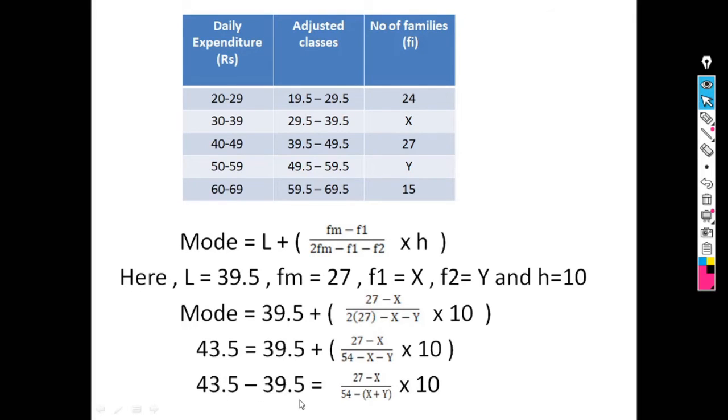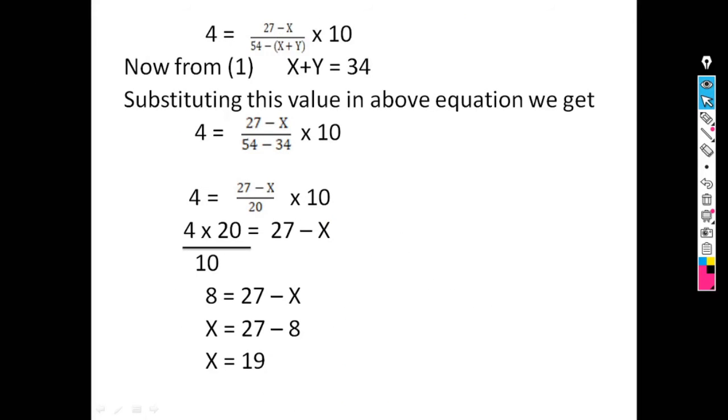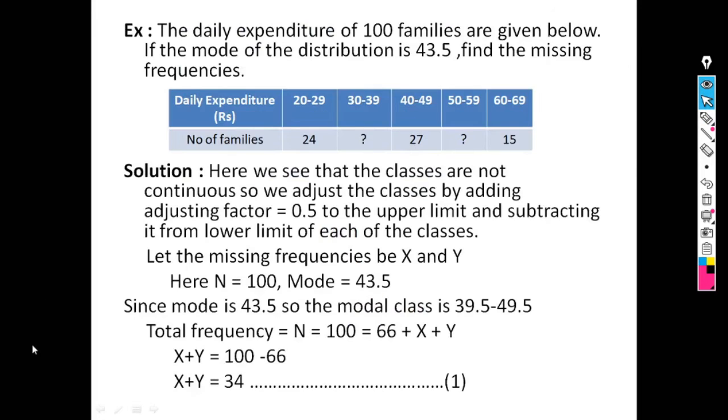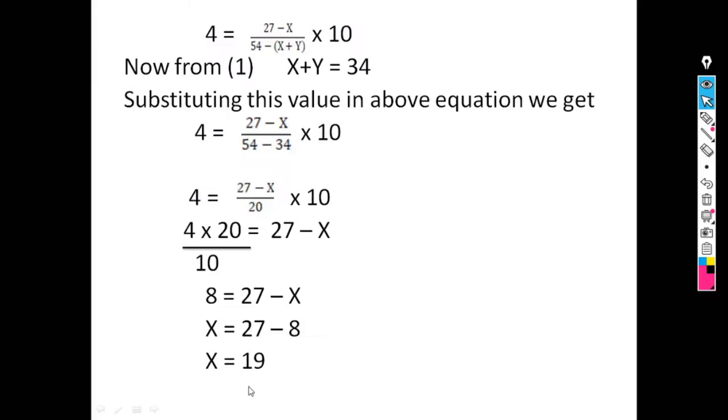Then 43.5 minus 39.5 is equal to 4, and the RHS is as it is, that is 27 minus x divided by 54 minus (x plus y) into 10. Now we know from our equation number 1 that x plus y is equal to 34. Just substitute the value of x plus y here. So 4 is equal to 27 minus x divided by 54 minus 34 into 10. So 4 is equal to 27 minus x divided by 20 into 10.